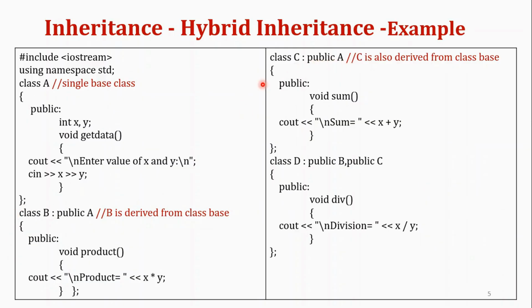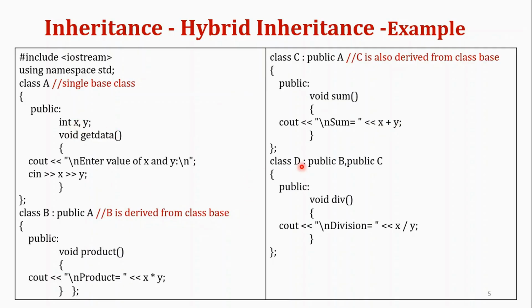So classes B and C inherit the class A in public access mode, which means all the public members of class A are inherited to the class B and the class C. So they are available in the public part of class B. They are also available in the public part of class C, which means for product, the x and y values are taken from the base class A. Similarly, for sum, x and y values are taken from the base class A.